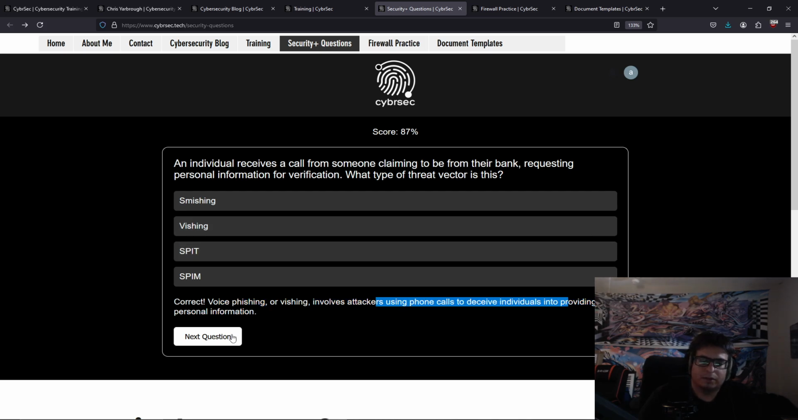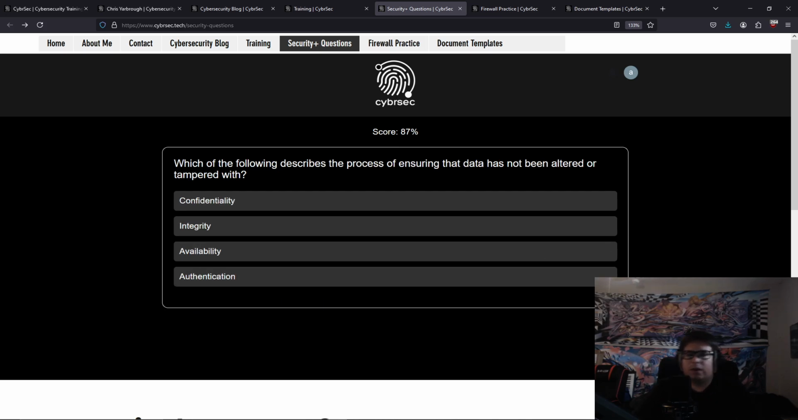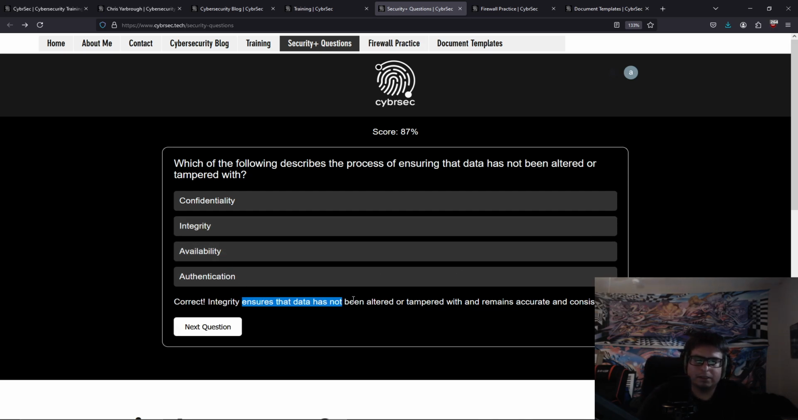Which of the following describes the process of ensuring that data has not been altered or tampered with? That's going to be the integrity of the data. The data integrity ensures that data has not been altered.